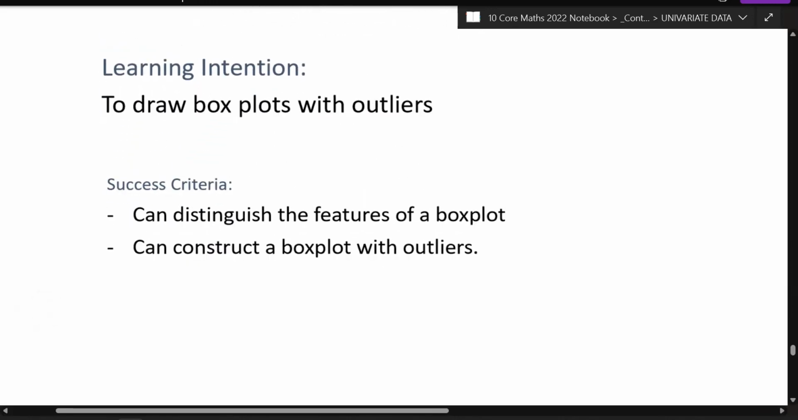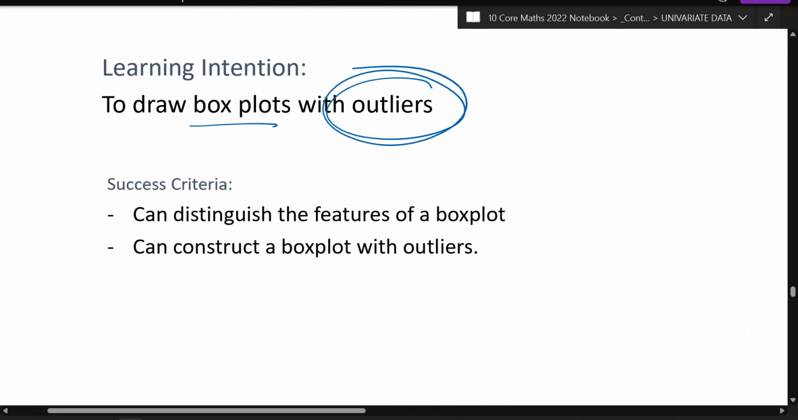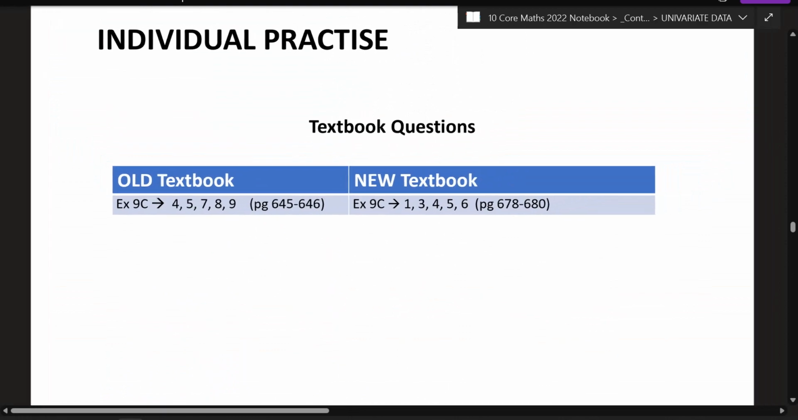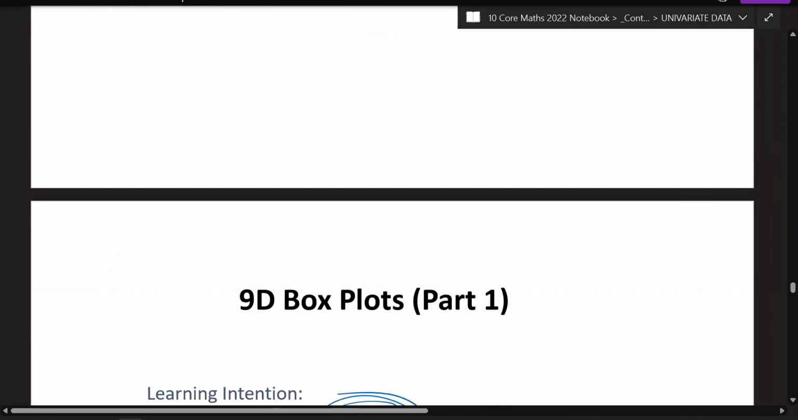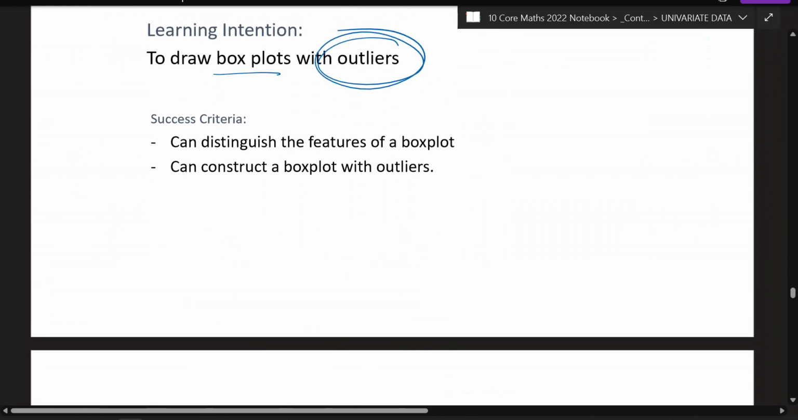So you're going to be drawing box plots with your outliers. Make sure we understand and remember how to get your outliers. I'll go back on these examples later on to show how to get the outliers again, the fences. And for today, obviously, you need to be able to draw your box plot and understand the features of it. As the name suggests, there's some sort of box, and there's going to be outliers and some lines in there. So that's what we're looking at: understanding how to draw box plots and drawing them with outliers.